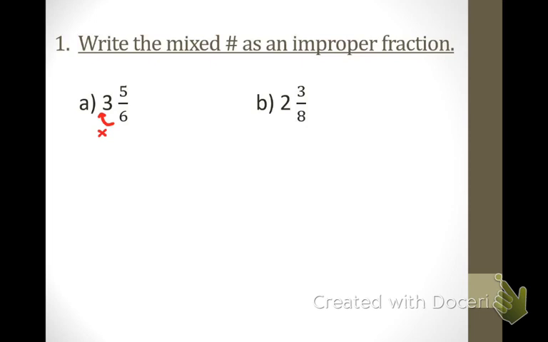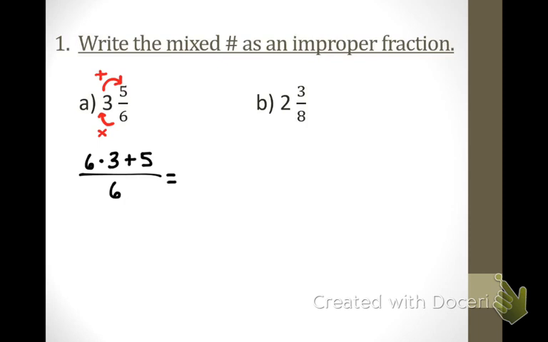What is 6 times 3? 18. Okay, then what do I do with my 5? Go ahead and draw a little arrow right there with the plus sign because you're going to have to add those together. Basically, what this is saying is you are taking 6 times 3 plus 5, but you're going to keep your denominator exactly the same. So you're simply bringing that denominator right back down there over 6.